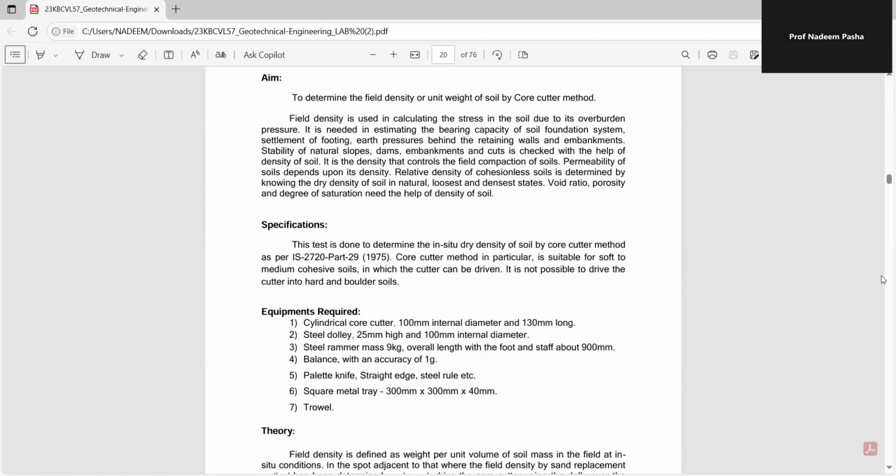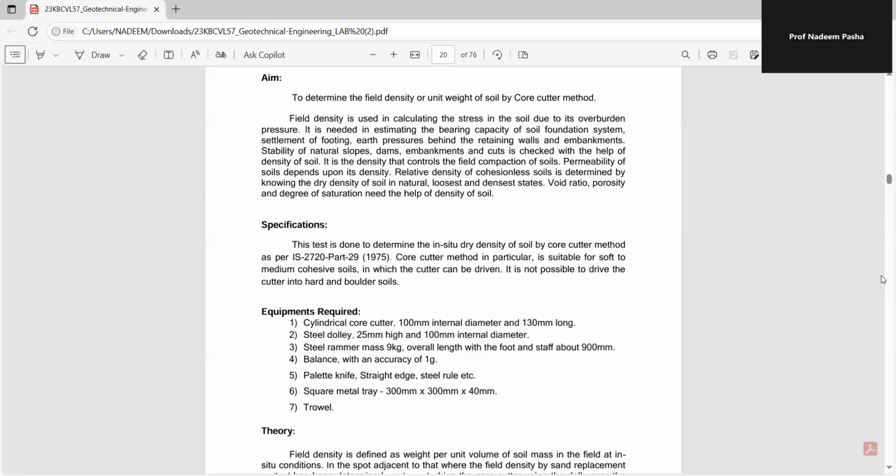This test is done to determine the in situ dry density of soil by the core cutter method as per IS 2720 part 29, 1975. So how is this test performed using the core cutter method as per IS 2720 part 29, 1975? The core cutter method in particular is suitable for soft to medium cohesive soil in which the cutter can be driven. It is not possible to drive the cutter into hard and boulder soils.